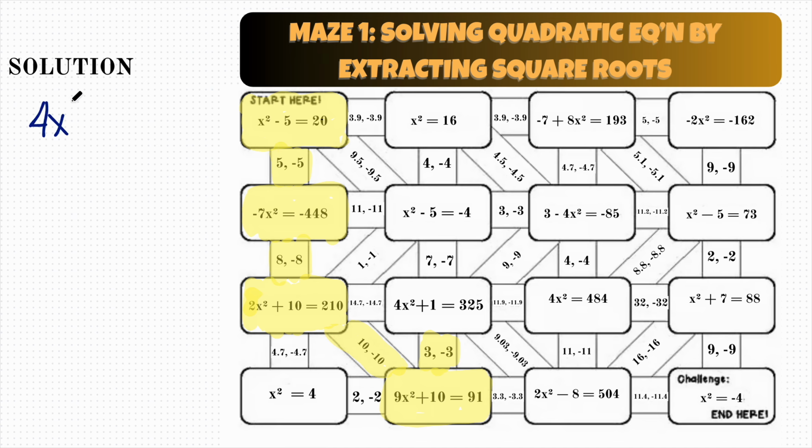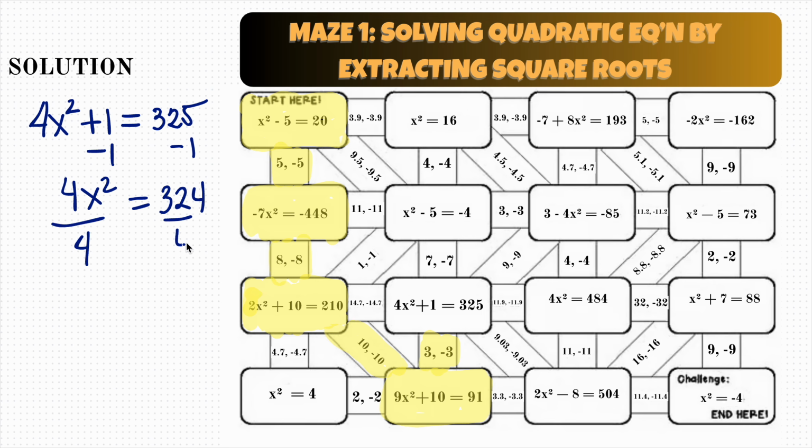So, the next question would be 4x squared plus 1 equals 325. Okay, so again, same process. We have to eliminate the constant here. So the constant is 1. Now when we eliminate it, the remaining would be 4x squared equals 324. So 324 divided by 4, because we have to divide by 4. So the answer would be x squared equals 81.